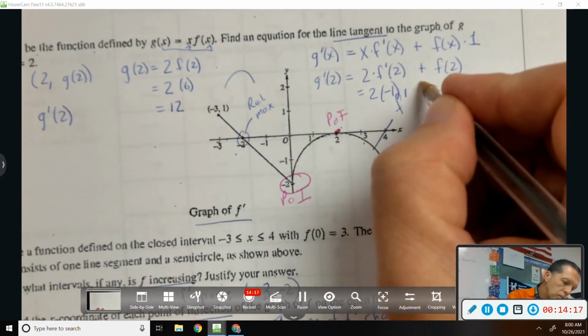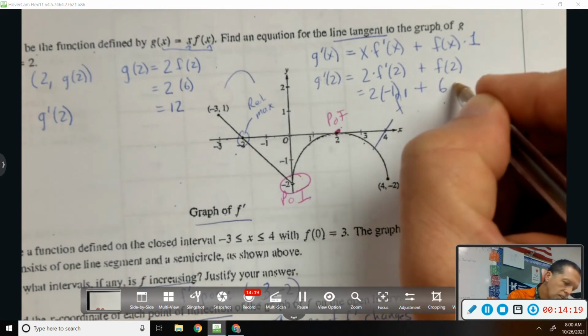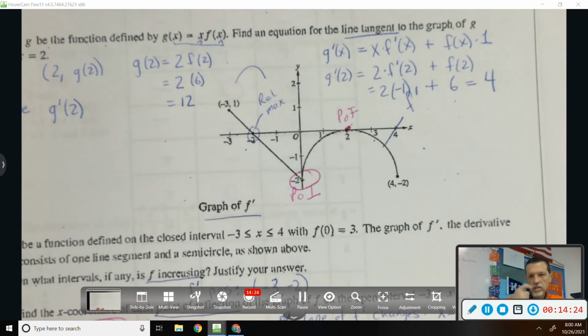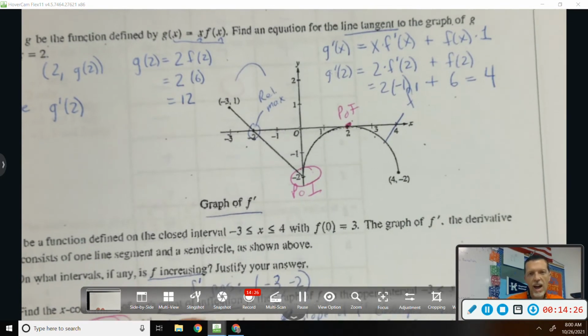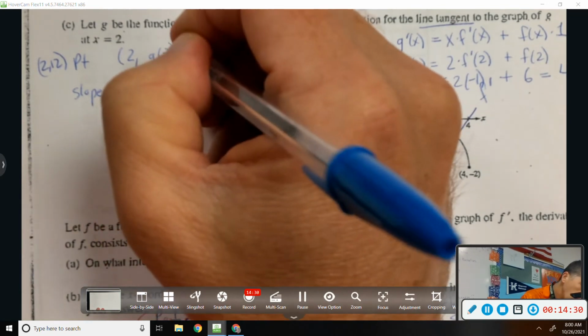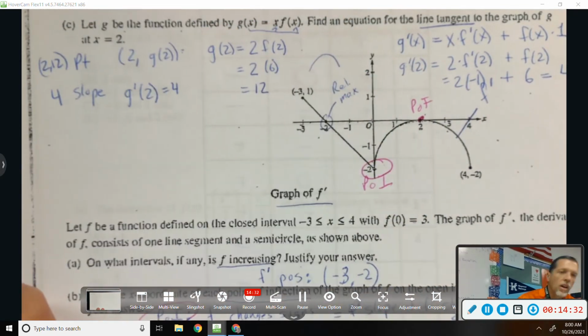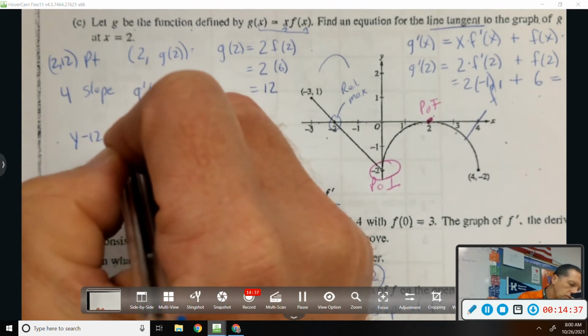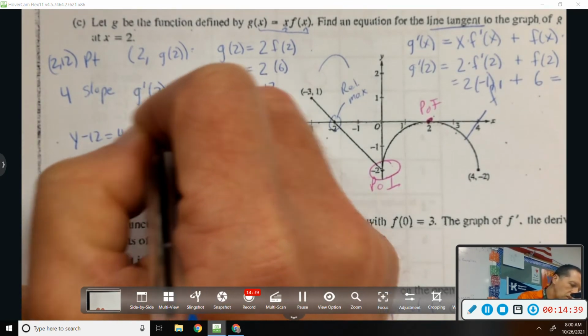So 2 times negative 1 plus 6 would be 4. So that's the slope of g at 2 is 4. So now I've got all the pieces I need. y minus 12 equals 4 times x minus 2.